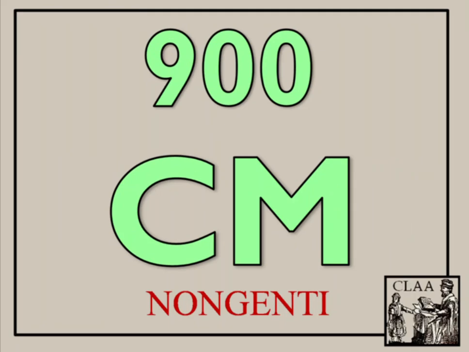The Latin name for the number 900 is nongenti. Nongenti is the Latin name for 900. You can see that the number nongenti is written with the symbol for centum before a symbol that we haven't studied yet. In our next slide, we'll learn what this symbol is. The number 900 in Latin is written nongenti.